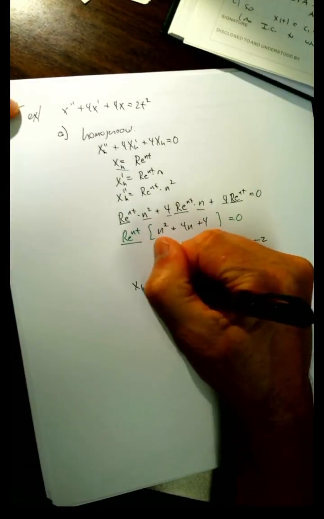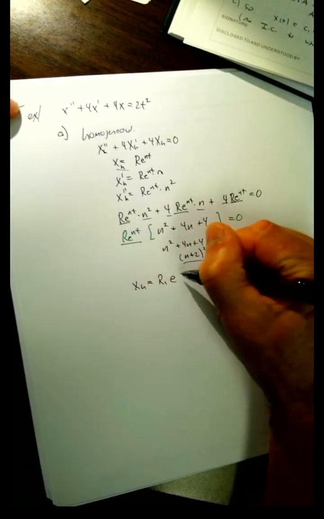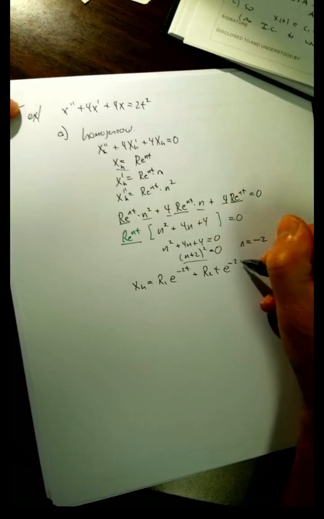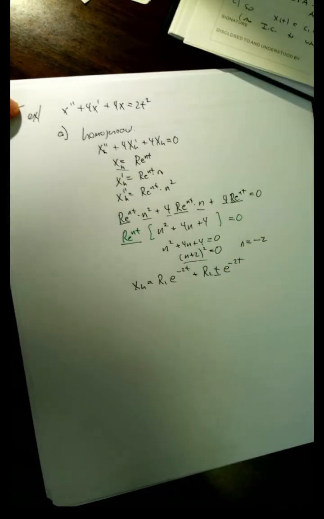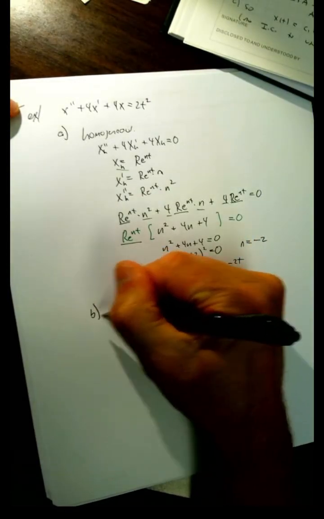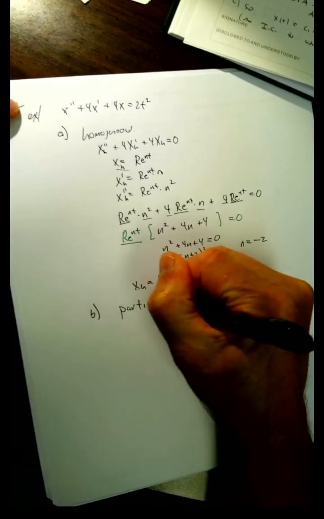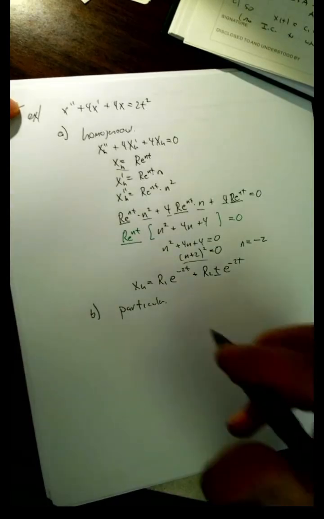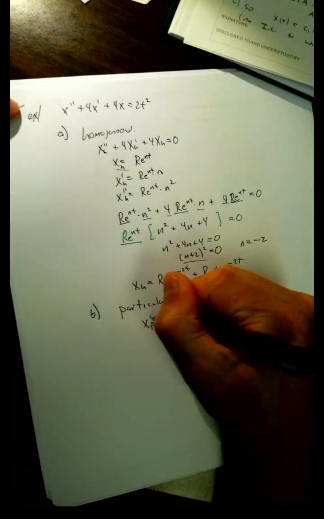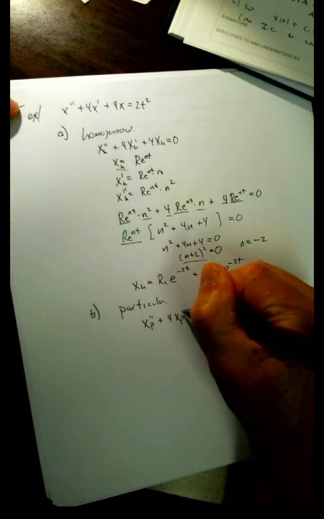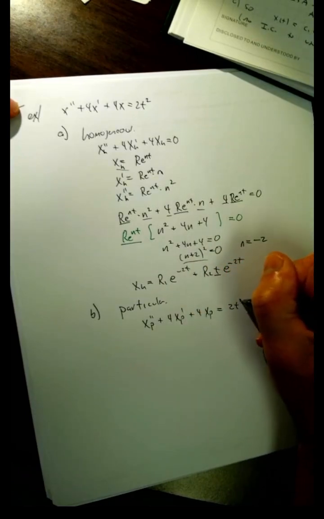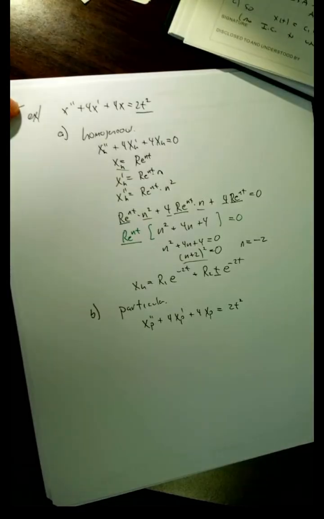So my homogeneous solution is r1 e to the minus 2t plus r2 t e to the minus 2t. And I need that t because it's a double root. Now I'm going to focus on the particular solution, and I'm ignoring the homogeneous for a second. So for my particular solution, I've got my differential equation, and I'm keeping the non-homogeneous term in.